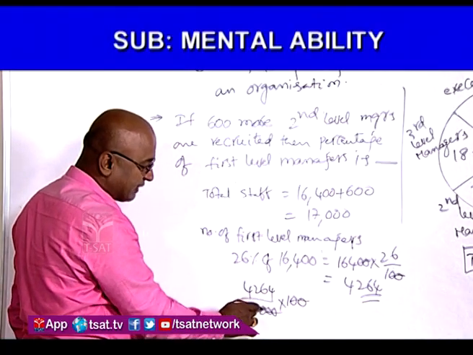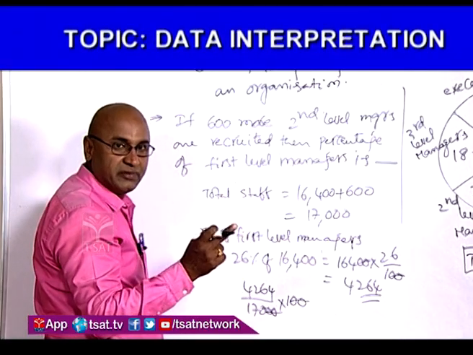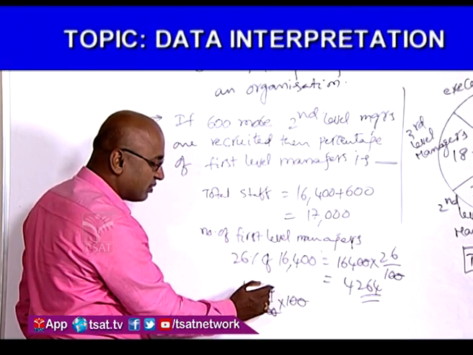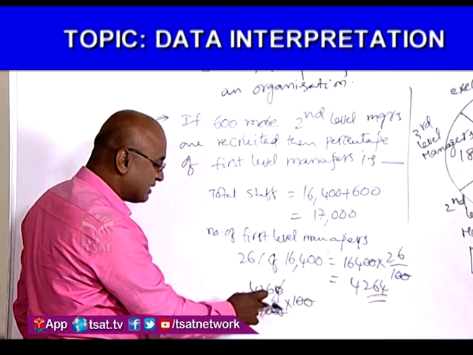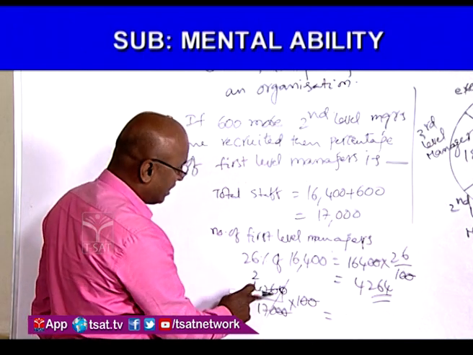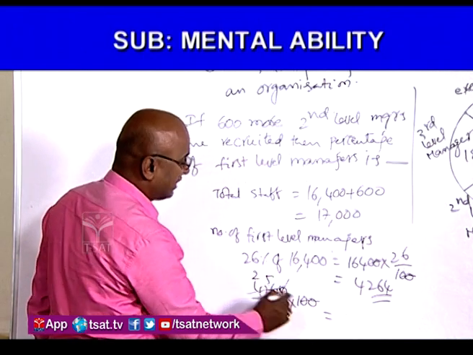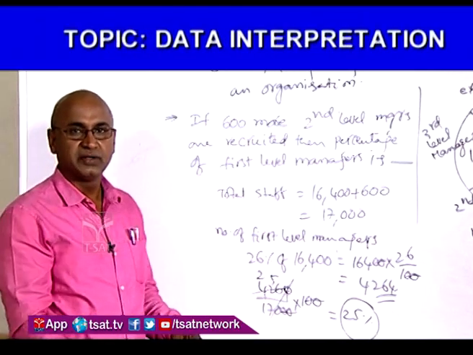Suppose if the problem is like this in the competitive exams, time is the main important criterion. Then in order to find out the value, just make the ones digit 0 and it will be cancelled. Now 426 by 17. 17 2s are 34, and 17 5s are 85. So it is approximately 25%. So the answer is 25%.